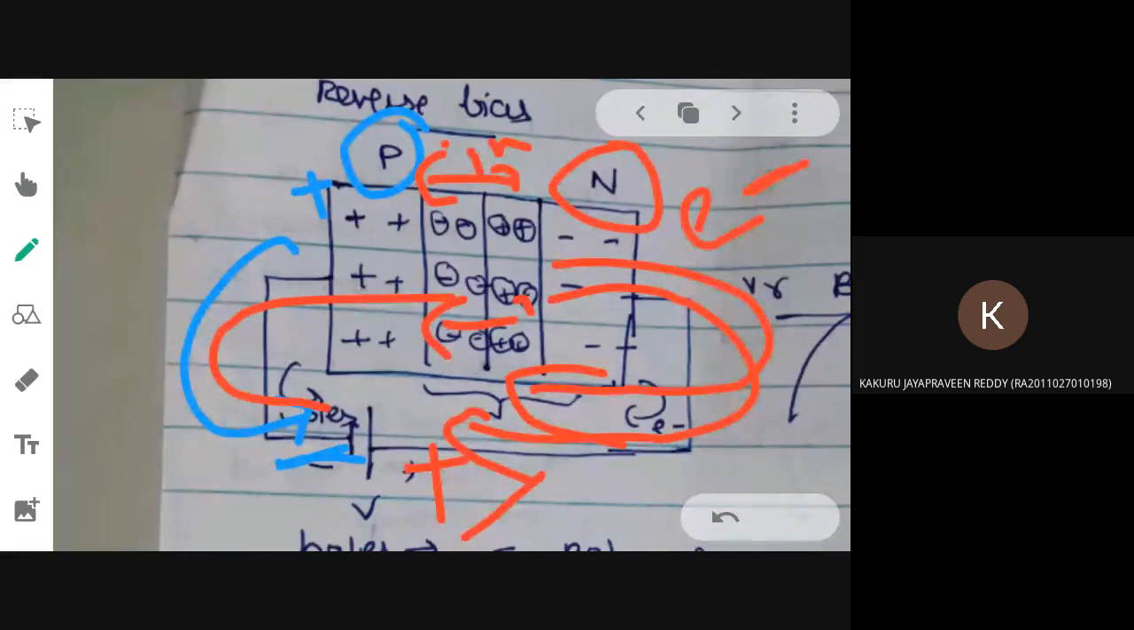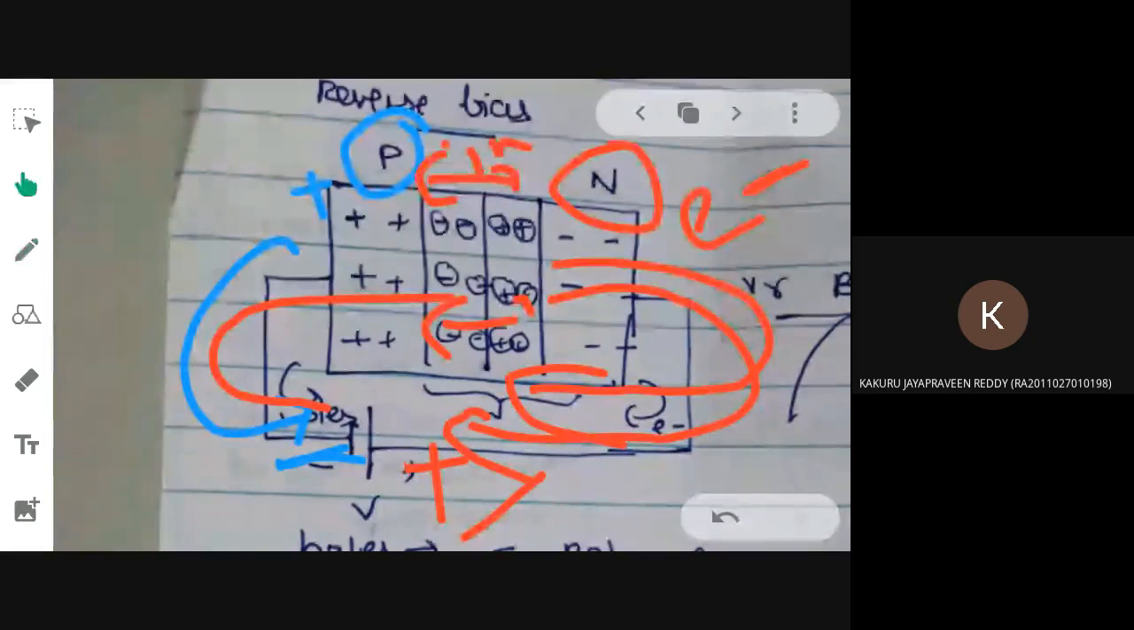The junction will also become big. So what will happen? The free mobility of the charge carriers is not happening, so the current flow will also not be there. So in this case, is the device in conduction or no conduction? No conduction. Okay, no conduction.